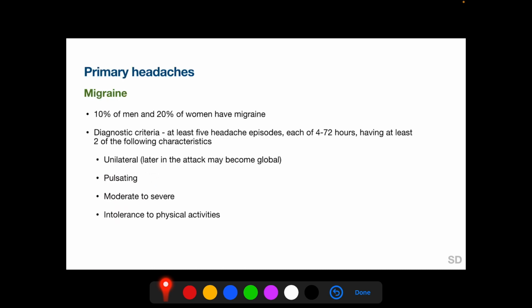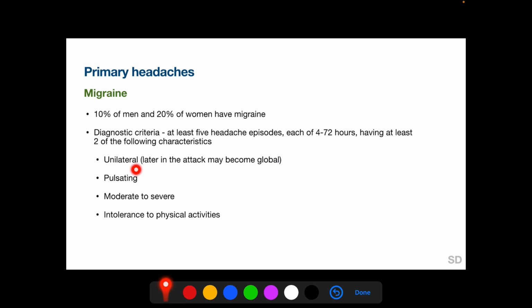Now we come to primary headaches, out of which migraine is the most common, and it can be present in up to 20% of the population. And migraine has a diagnostic criteria which requires at least two of the following characteristics: a unilateral headache at least initially in the episode, but later in the episode the headache can become global.